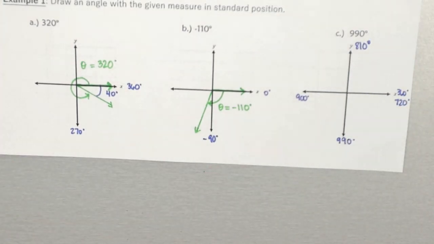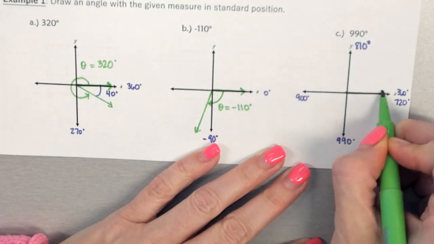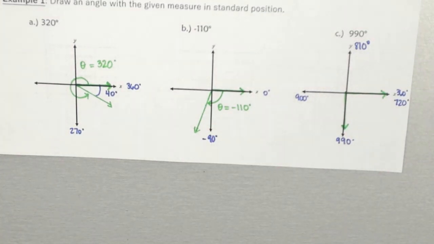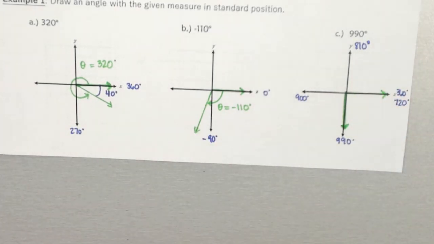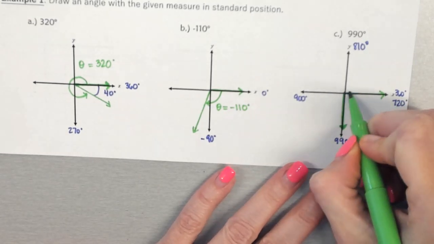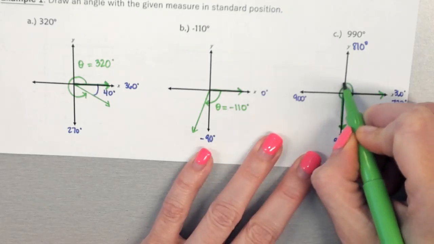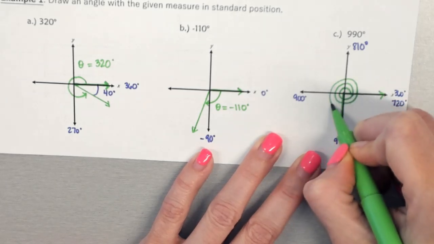All right, so then what I'm going to do is I'm going to put in my initial side and my terminal side, and then I'm going to do my rotations. Okay, and again, if you want to watch me first and then I'll give you time to do your own, you can. So when I'm doing my rotation, I always start here. If it's positive, I have to go counterclockwise. So one time around is 360. Twice around is 720. And then I go to the 990.